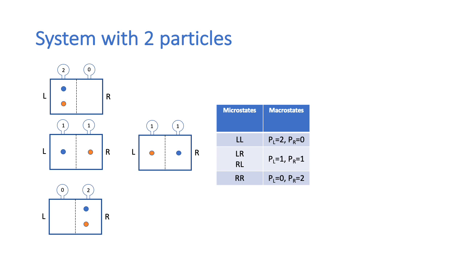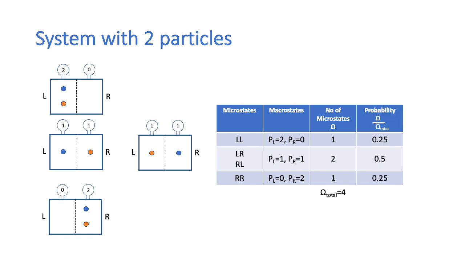And finally for RR, we have PL is equal to 0, PR is equal to 2. Let's add another column which lists the number of microstates. So that will be 1, 2, 1. And omega total is going to be 4.